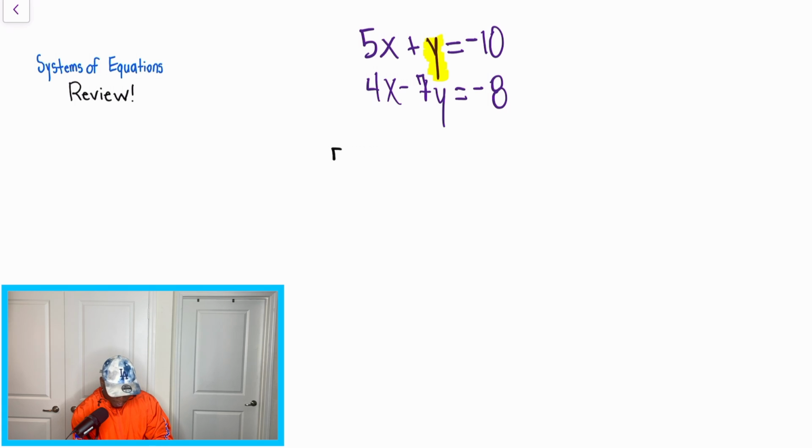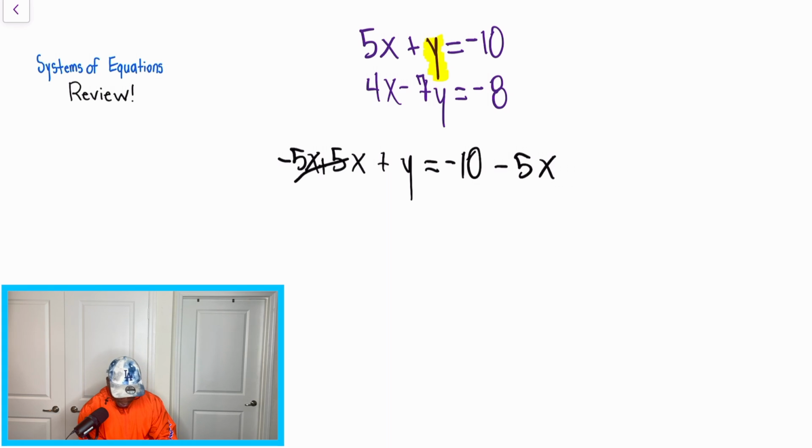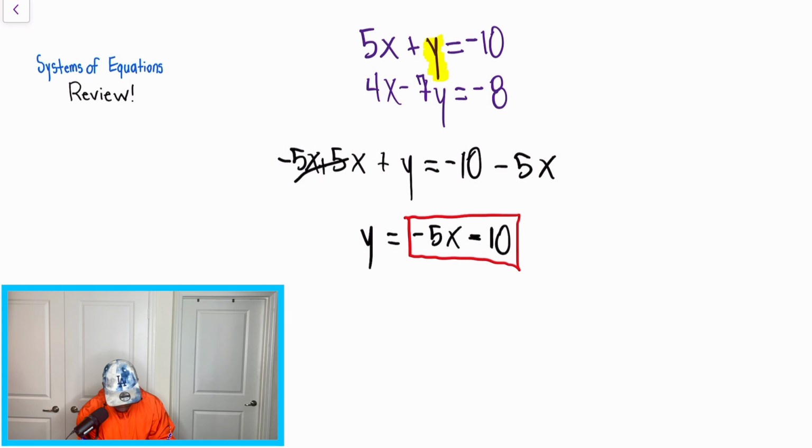If we want to get y by itself, that means we have to do something with 5x to move it to the other side. And to move 5x to the other side, we're going to subtract it. And we'll go on the other side and do the same exact thing. And once we do that, we'll have y is equal to negative 5x minus 10. Now, what I'm going to do right now is basically put this in a box, right? And we're going to now highlight y.